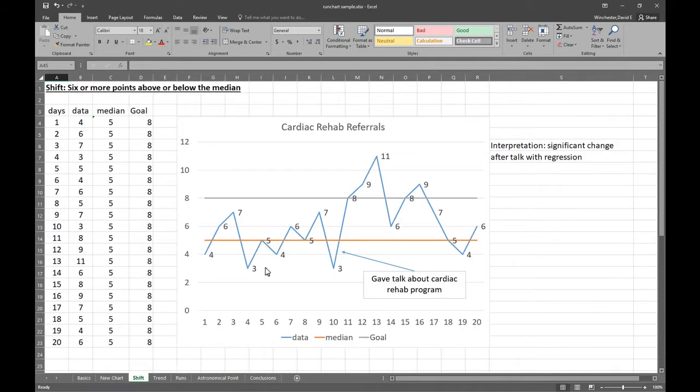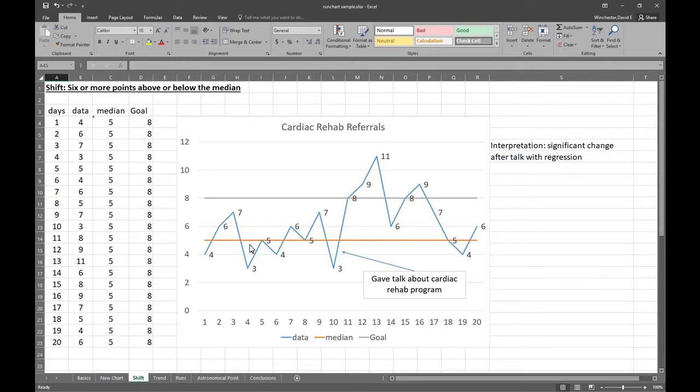The first one is called shift, and shift is when 6 or more points occur above or below the median. What I have for you here is fabricated data relating to referrals to a cardiac rehabilitation program. We've got our 20 points, our data, our median, and in this case, what I've done that's a little bit different from the last one is I've added a goal.